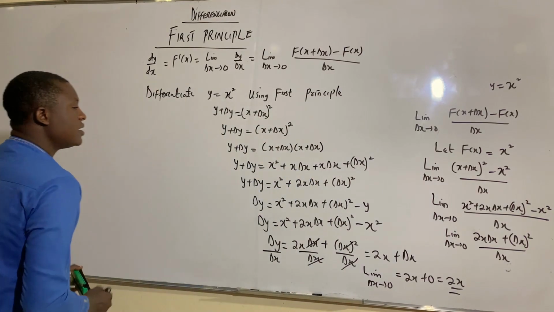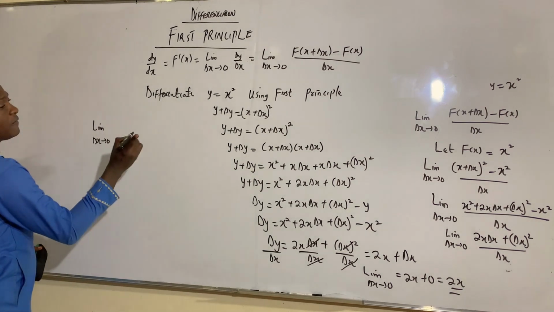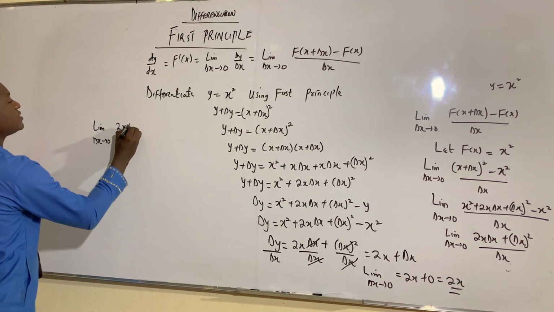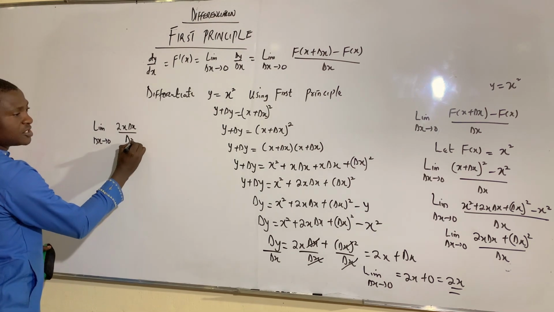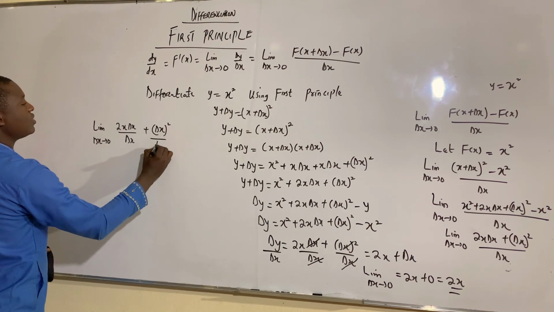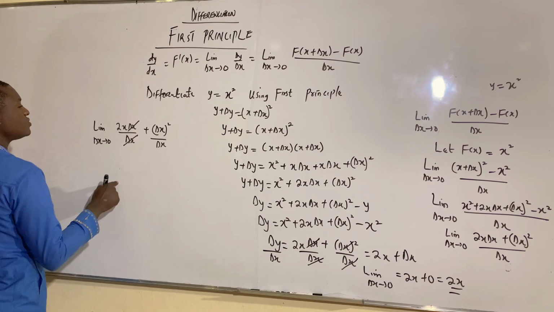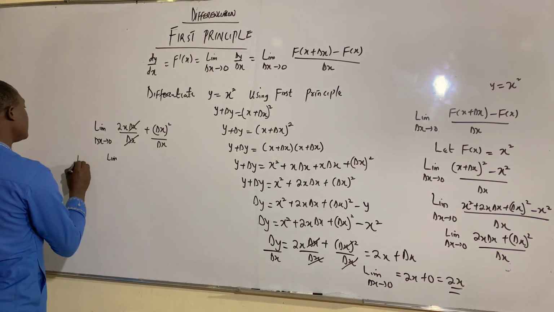If I do that, that means that we have limit of changing x to 0. For the first one, we have 2x changing x over changing x. Second one, we have changing x all square over changing x. So now this can cancel this, right? So if this are cancelled, that means that we have limit f prime of x.